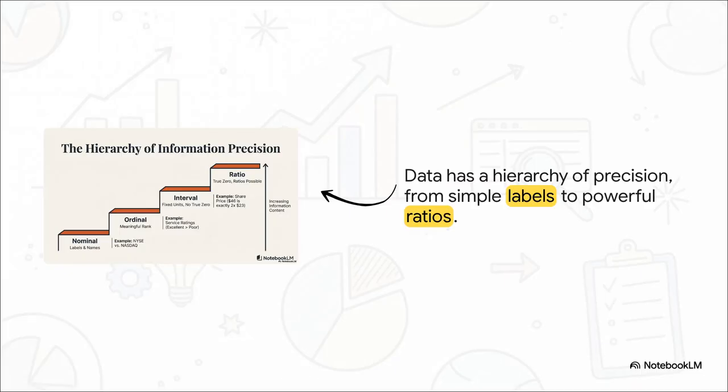Here's another pro tip. Not all numbers are created equal. Data actually lives on this kind of hierarchy, like a staircase of precision. Way down at the bottom, you have nominal data. Those are just simple labels. A step up is ordinal, where the order matters, like a good, better, best rating. Then there's interval, which has set units but no real 0 point. And at the very top, the most powerful, is ratio data. It has a true zero, which lets you make really strong comparisons, like this stock costs twice as much as that one. The higher you climb these stairs, the more powerful your analysis can be.